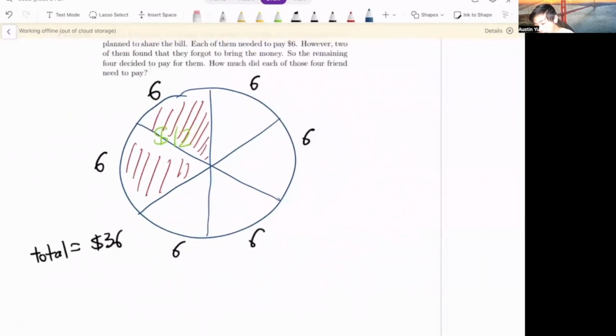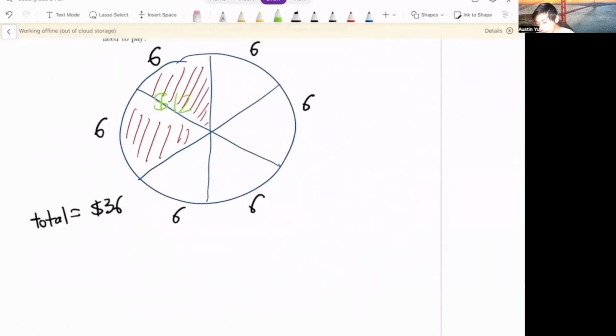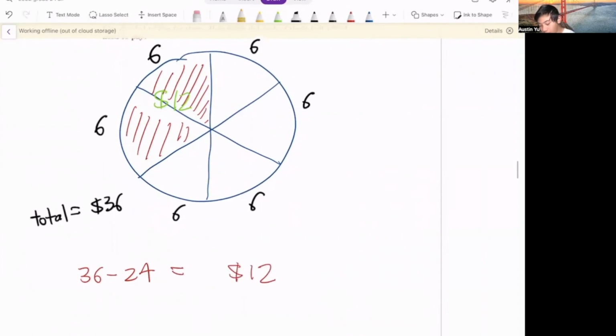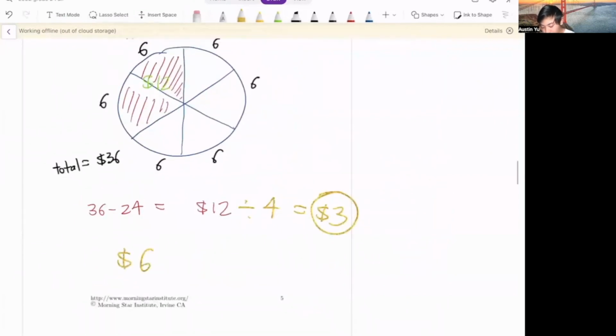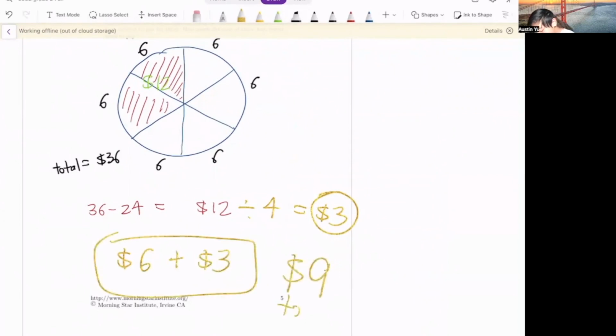So of course, the rest of them got their money, so it's just 36 minus 24, since 6 times the 4 rest of them who did bring money, that just leaves them with $12 that they need to split. So $12 divided by the 4 people that did bring money, that is just $3 extra that they need to pay. So if each of them originally needed to pay $6 plus the $3 needed to pay since the two didn't bring their wallet, that is just $9 total. And let me highlight this in red.